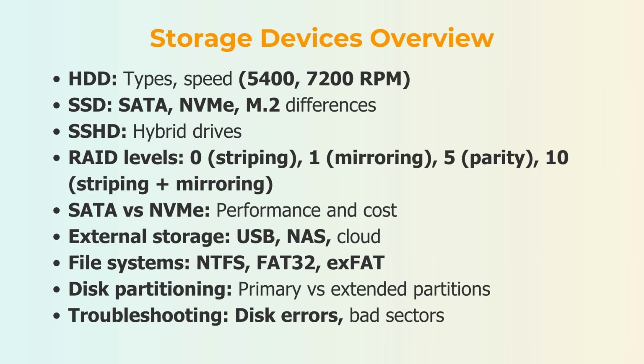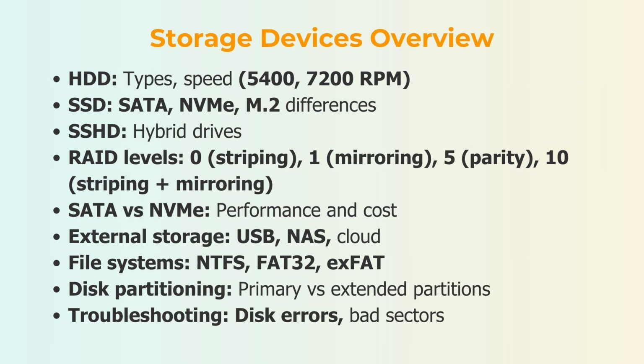Storage devices are where all your data is saved, and there are several types you need to understand for the exam. HDDs, hard disk drives, are traditional storage devices that use spinning disks to read and write data. While they're slower than newer technologies, they're also cheaper and offer large storage capacities. SSDs, solid-state drives, on the other hand, are much faster because they don't have moving parts. SSDs come in several types, such as SATA SSD and faster NVMe SSD, which fit into M.2 slots on the motherboard.